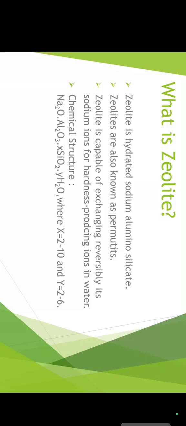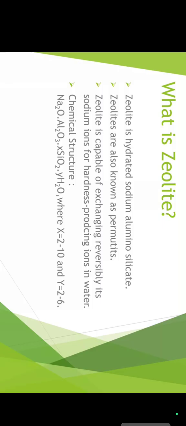First we see what zeolite is. A zeolite is a hydrated sodium aluminosilicate. It is also known as permutits. The zeolite is capable of exchanging reversibly its sodium ions for hardness-producing ions in water.